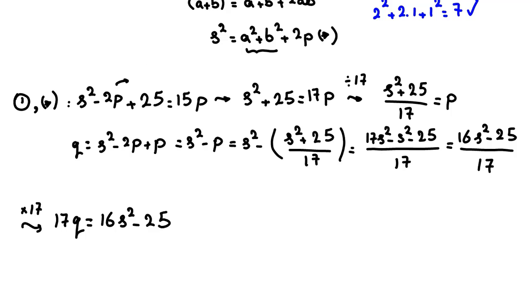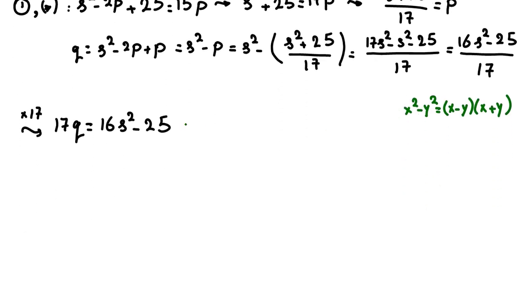We have a famous identity that says, for example, x squared minus y squared equals (x minus y)(x plus y). You should memorize this. Also, we have some other basic identities for factorizing. So here, 16s squared is (4s) squared, and 25 is 5 squared. So it will be (4s minus 5) times (4s plus 5). Now we have the factorization, and it equals 17q.